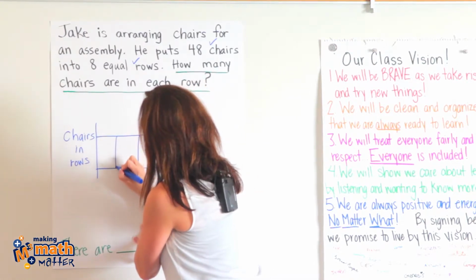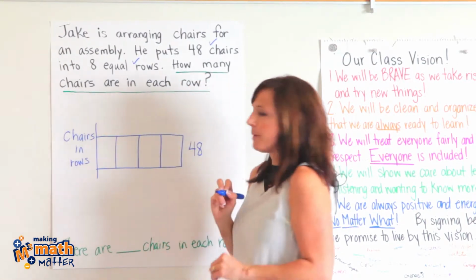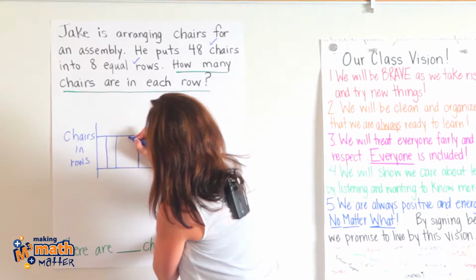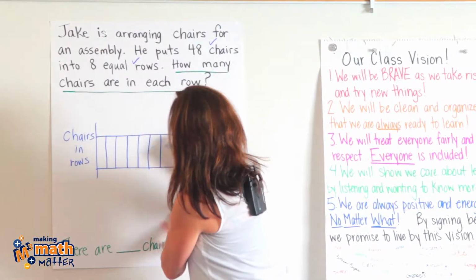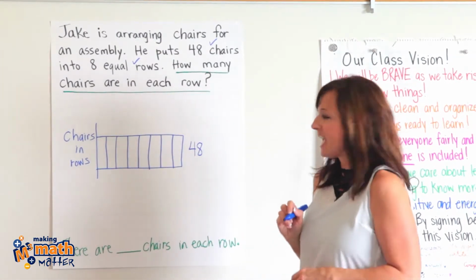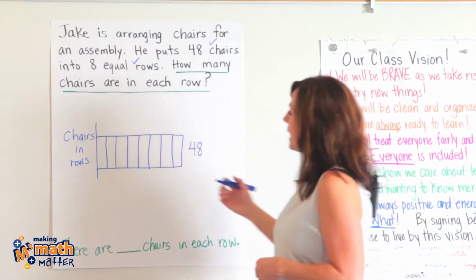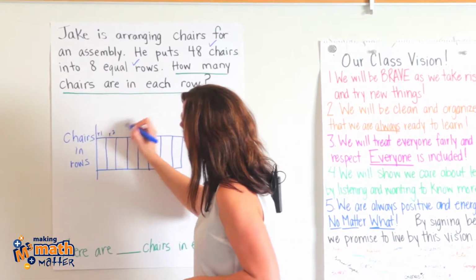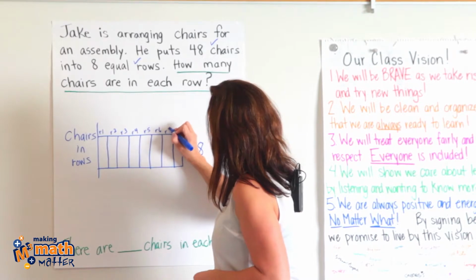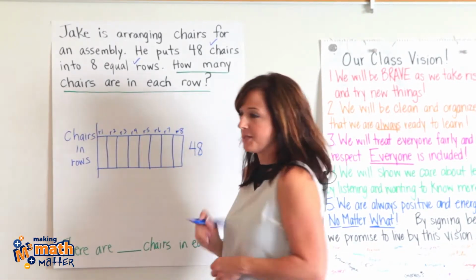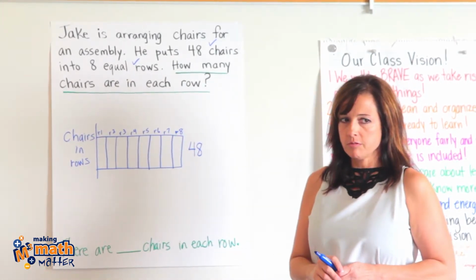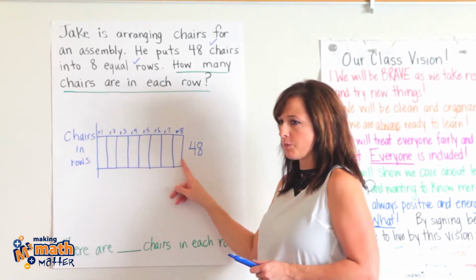So now I have 4 equal parts, but how many did I need? 8. So now I've got to split each one of these into halves, and that's how I end up with 1, 2, 3, 4, 5, 6, 7, 8 rows. And I could label this row 1, row 2, R3, R4, R5, R6, R7, and R8. 8 rows. Uh-oh, do I know how many chairs are in each row? So what do I need to put in each one of these rows if I don't know?